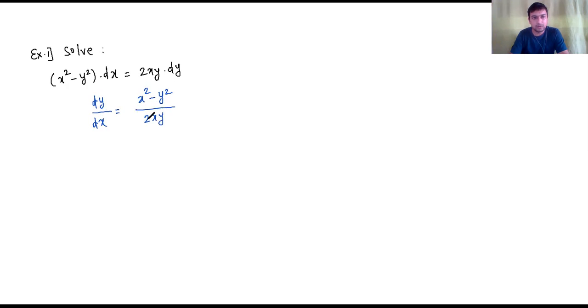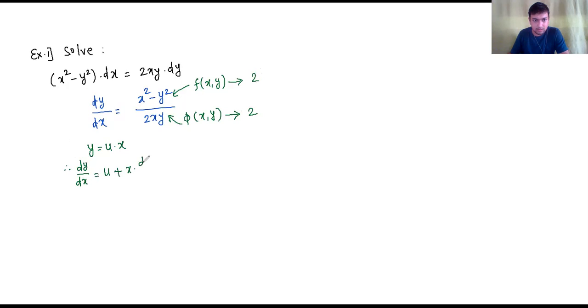Is it right? Okay, now see, this is a function of x and y, and this is also a function of x and y. What is the degree here? 2. What is the degree here? 2. That means this is a homogeneous equation. Now we know if it is a homogeneous equation, you have to put y is equal to u into x. So dy by dx is equal to u into 1 plus x into du by dx.